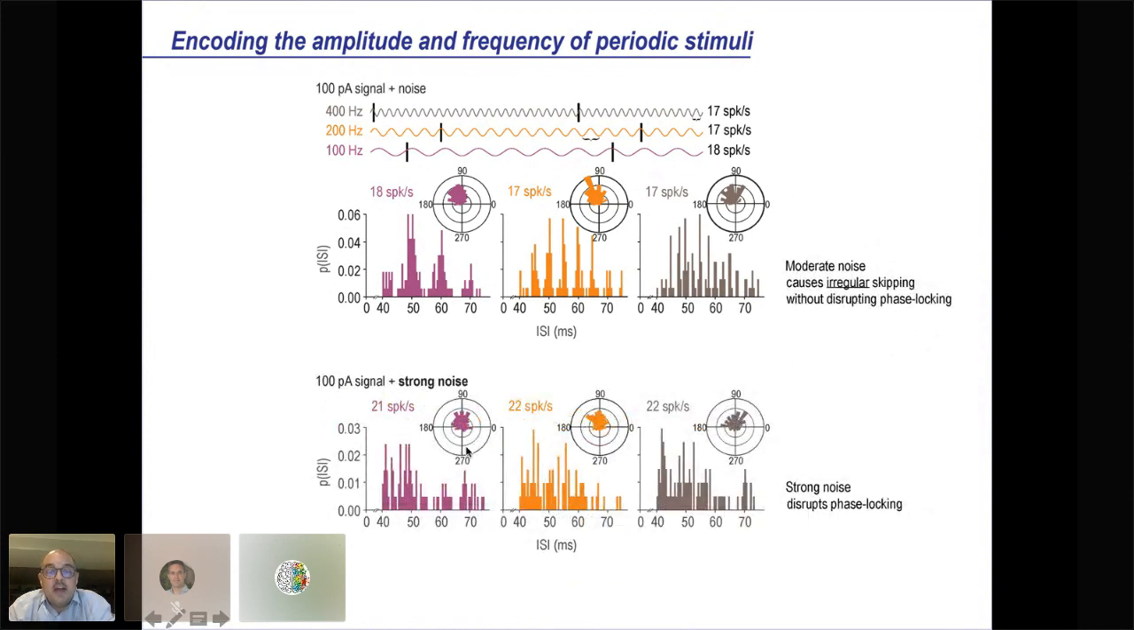If we turn up the noise enough, eventually we compromise the phase locking, and that smears out and disrupts the patterning, so it doesn't work anymore. But there's a sweet spot, a sort of Goldilocks effect for moderate amounts of noise, and that corresponds exactly to the noise levels that would be expected in vivo.